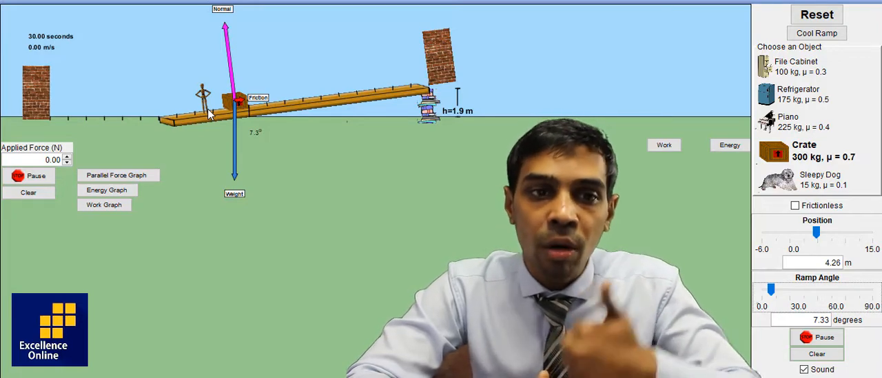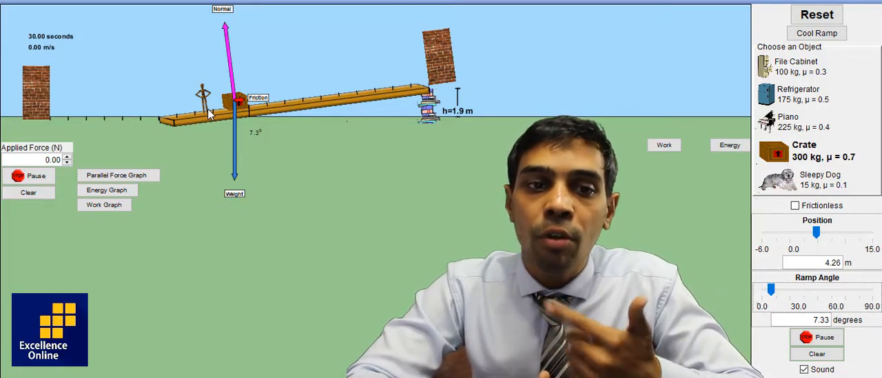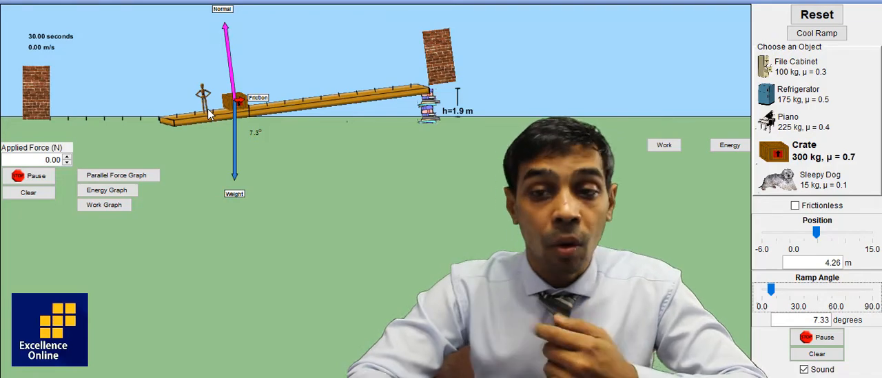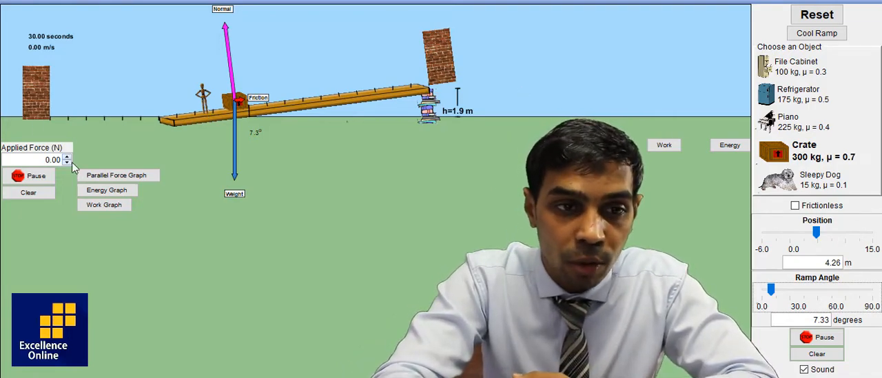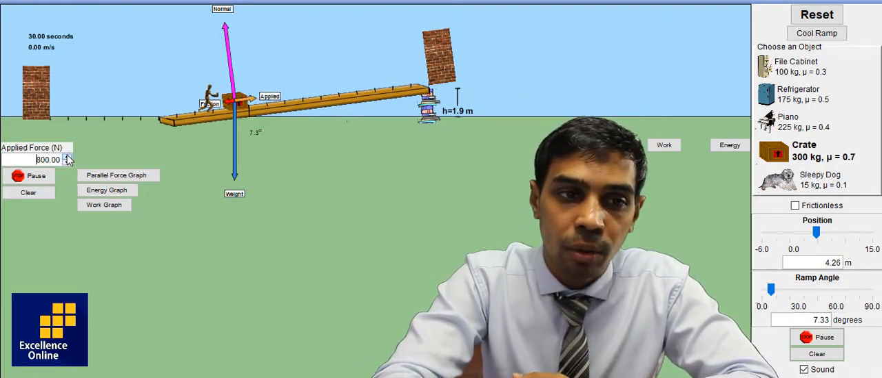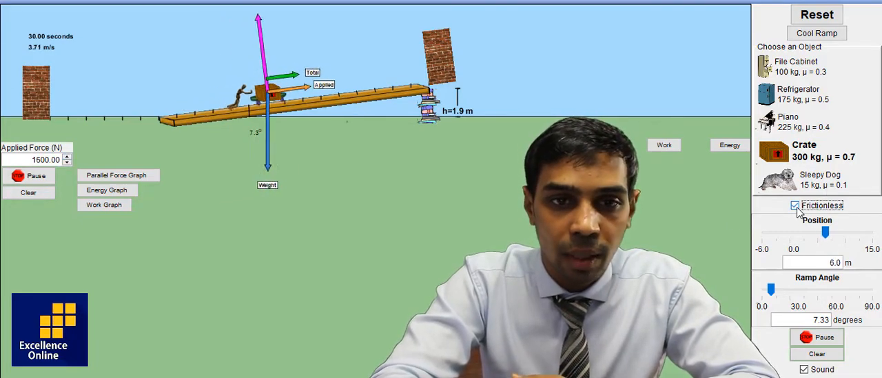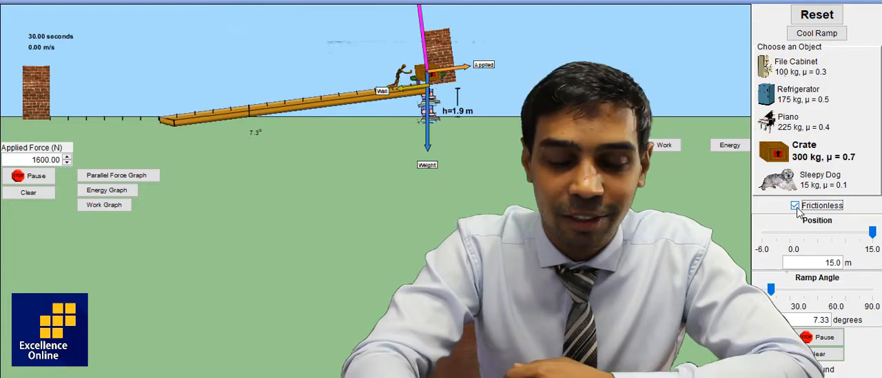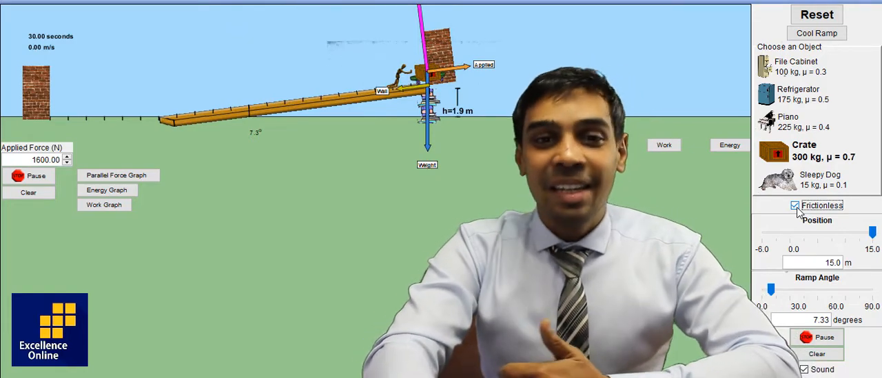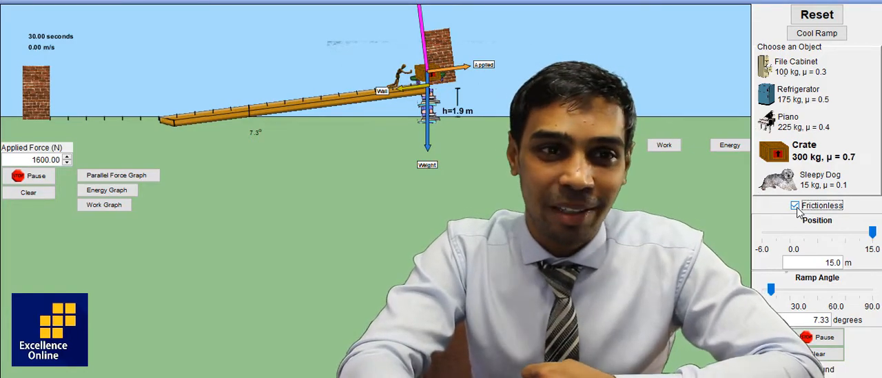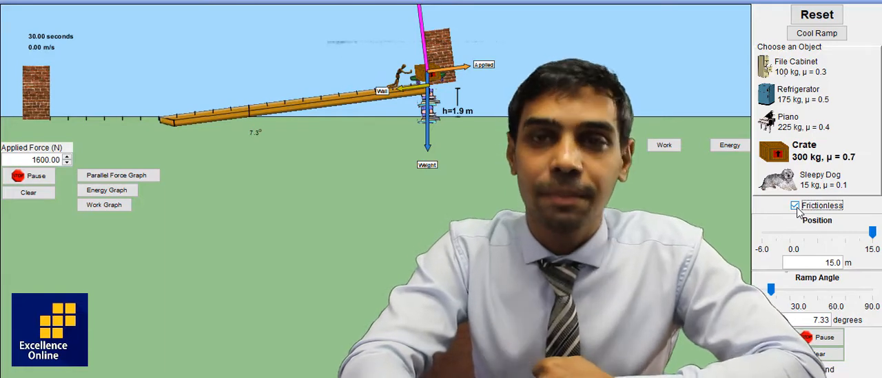कैसे weight resolve होके normal reaction force और friction force को balance कर रहे हैं. And if we apply some force on it, it's going to move. That's it. Let's start with some derivation and work on that as per requirement of the board.